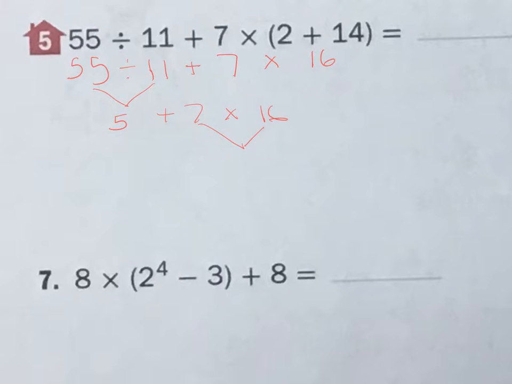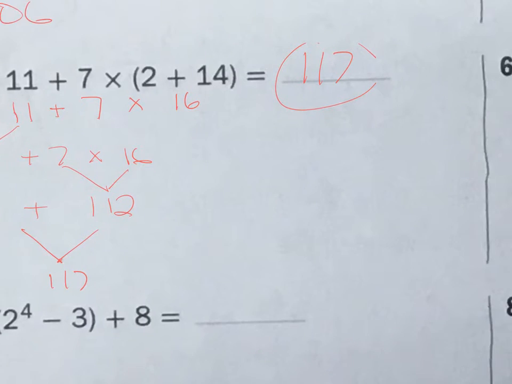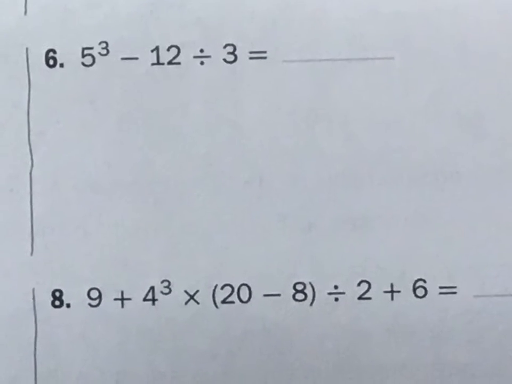So 7 times 16. 7 times 16 equals 112. Then I bring everything else down just like it is. Then I go to addition and subtraction, and it's 5 plus 112. Is going to give me 117. Okay, let's come over here.